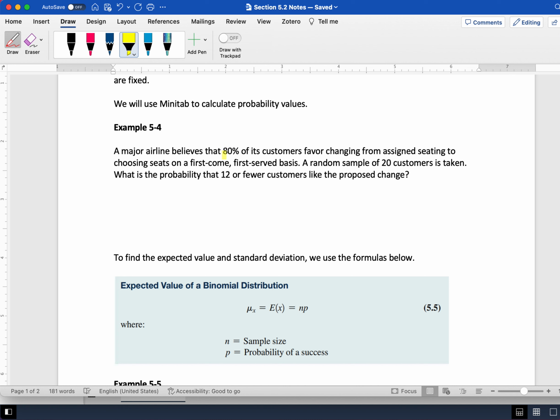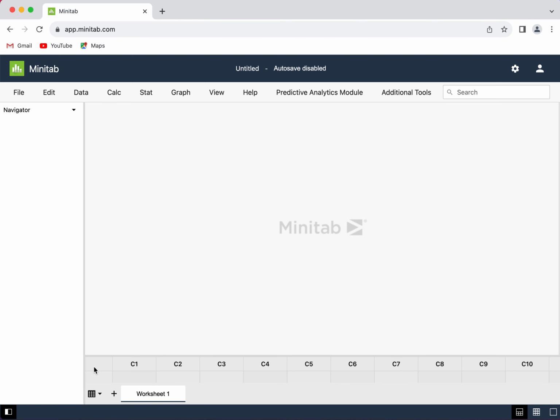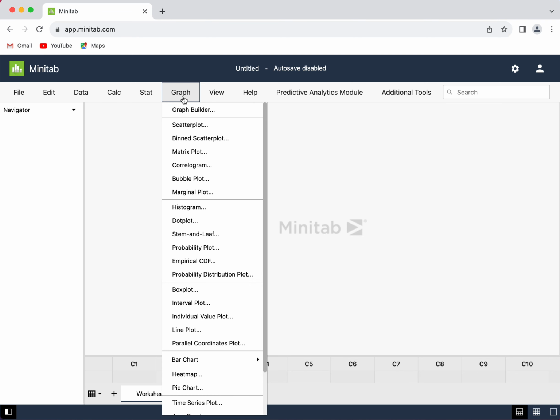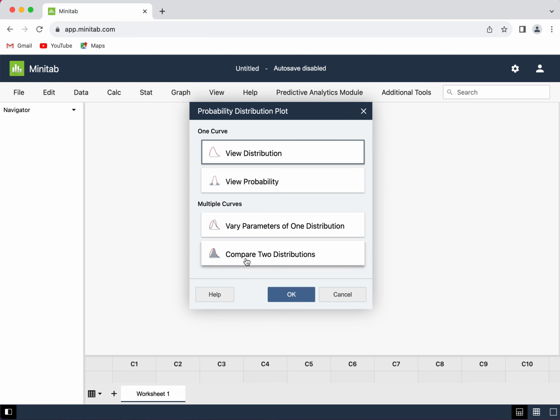So some of the important information in the problem is the probability, which is 80%, the number of trials, which is 20, and the question is asking for the probability that 12 or fewer customers like the change. So when we do this, we are going to use Minitab, and we are going to go to Graph, and go down to Probability Distribution Plot. We are not entering anything in the spreadsheet part of Minitab for these problems. Click on View Probability and click OK.